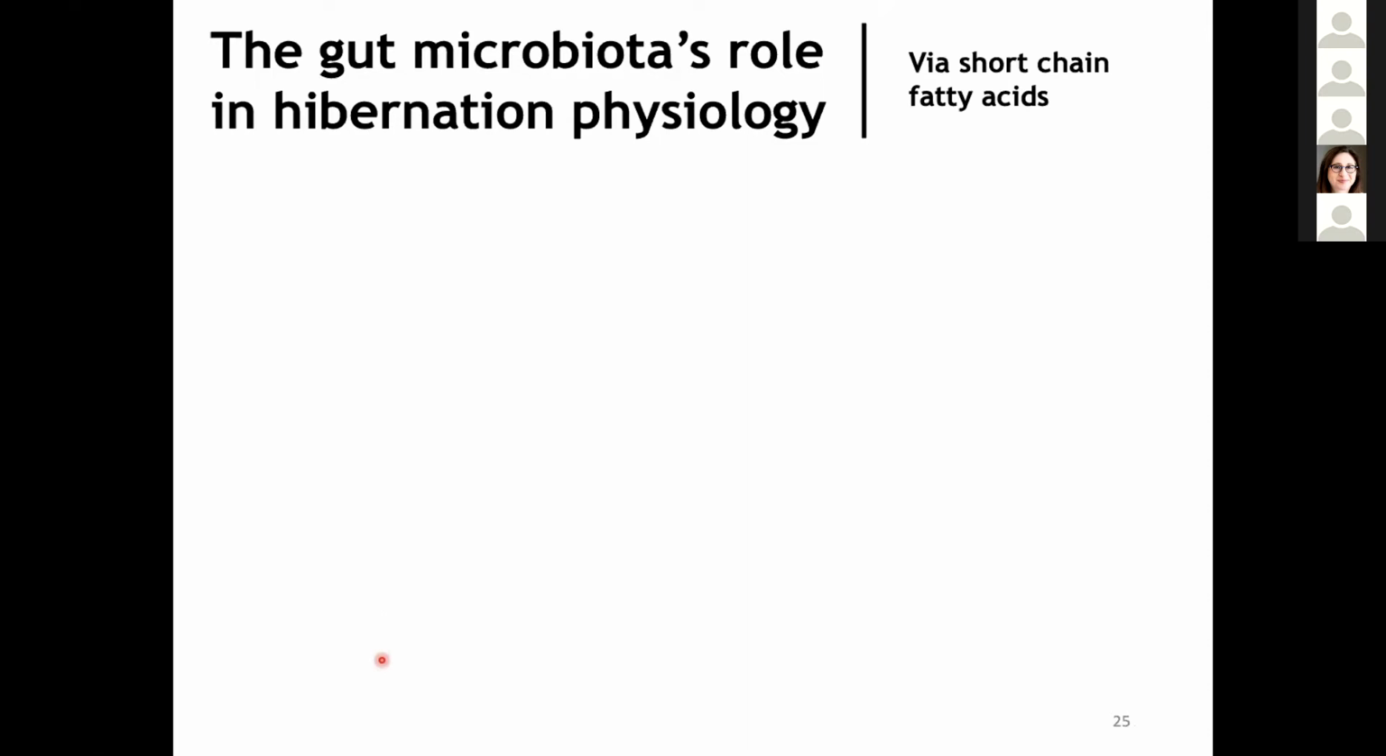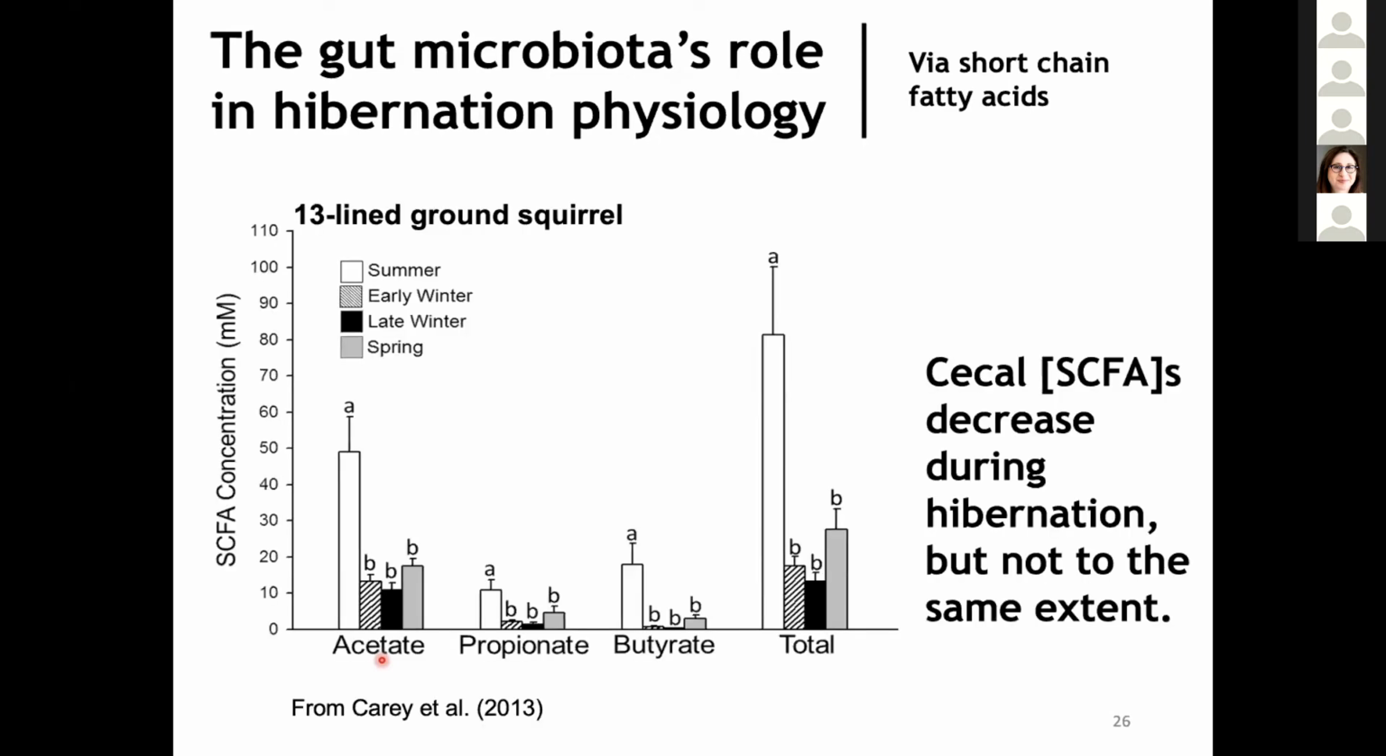So many of the gut microbiota's potential roles in hibernation physiology have to do with its production of short-chain fatty acids. So short-chain fatty acids affect a variety of processes in the gut and elsewhere, and they are sourced primarily from the gut microbiota. During hibernation, the cecal concentrations of the major short-chain fatty acids, acetate, propionate, and butyrate, they all decrease, but they do so to different extents. So butyrate here, you can see, falls to pretty much negligible levels during the hibernation season, whereas acetate here, it decreases too, but it remains in appreciable levels during the hibernation season.